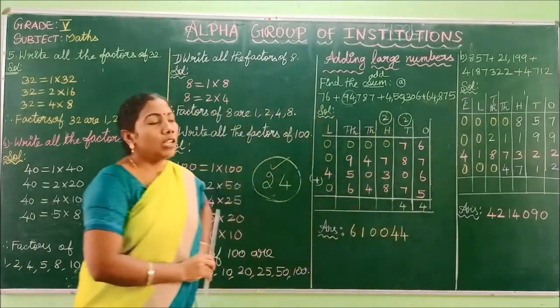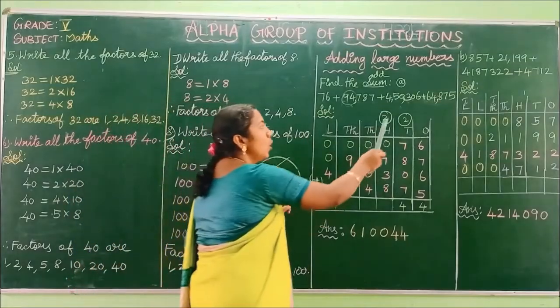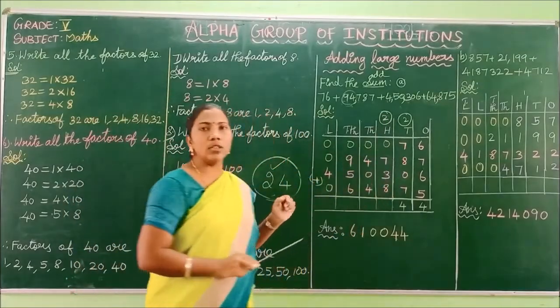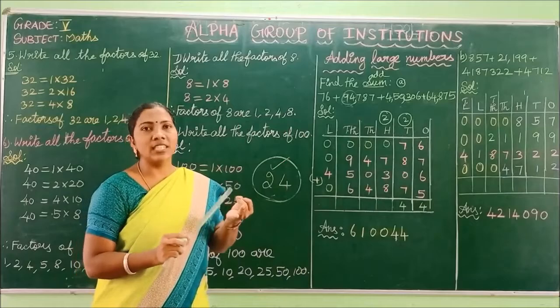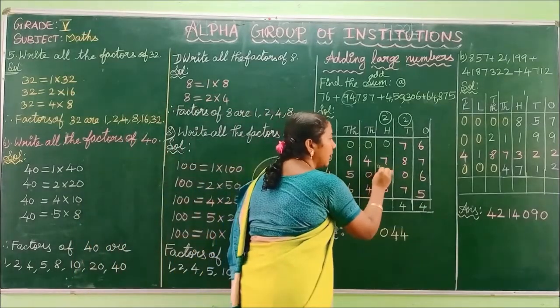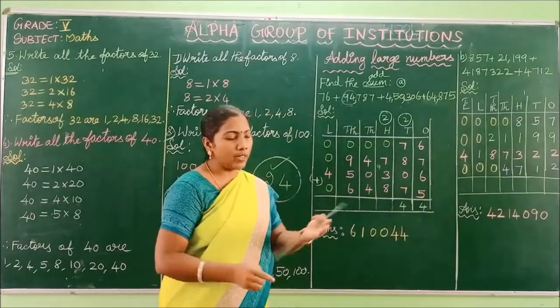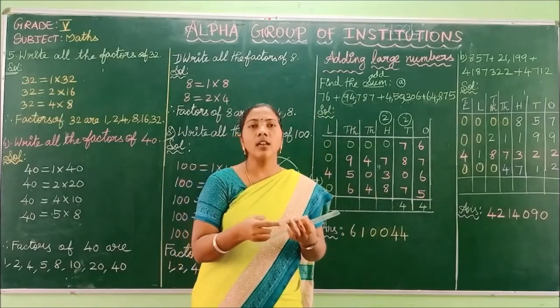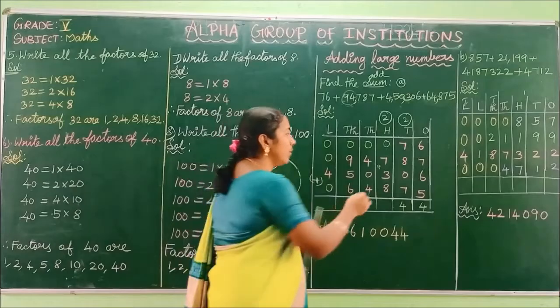Do you understand children? Next we are going to add this column. 2 plus 7. So what is your answer? 7 after 2, 8, 9. So you get 9 and then 9 plus 3. 9 in the mind, 3 on the finger. So 10, 11, 12. So you get 12.